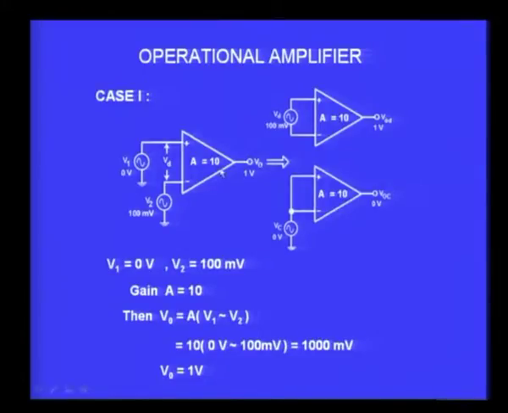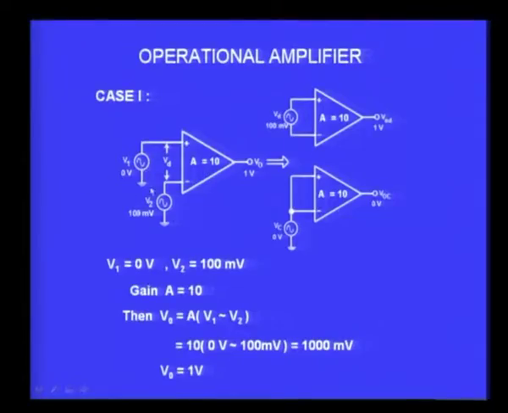So, let us assume that I have an amplifier with a gain of 10. Of course, it is not a very large gain, but it is only 10, and I have VI1, VI2. I give 0 for VI1 and I give 100 millivolt for VI2. So, what I expect is 10 into the difference between these two, which is 100 millivolt. If it is a good differential amplifier, it should only worry about the difference between the two inputs. So, if I have 0 and 100 millivolts for the two inputs, the difference is 100 millivolt, that multiplied by 10, the gain, is 1000 millivolt, which is nothing but 1 volt.